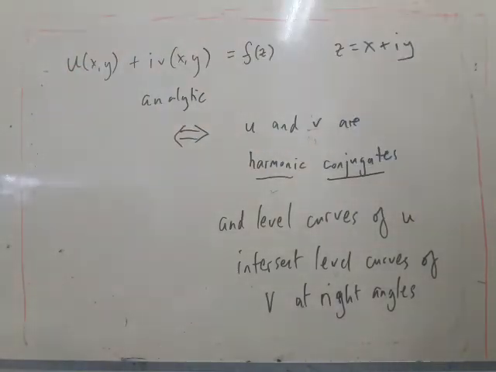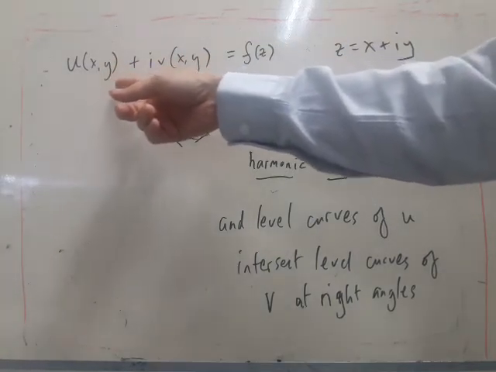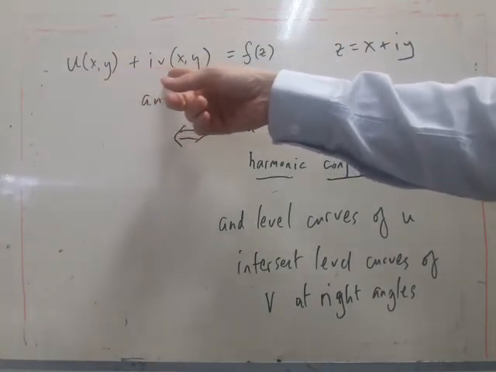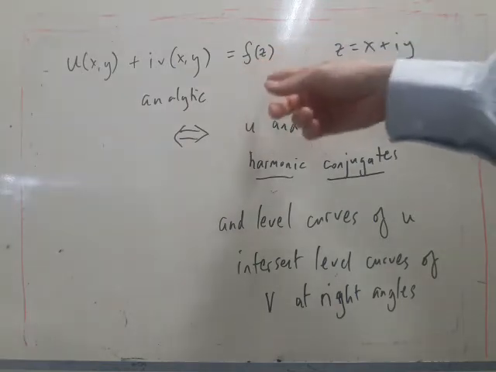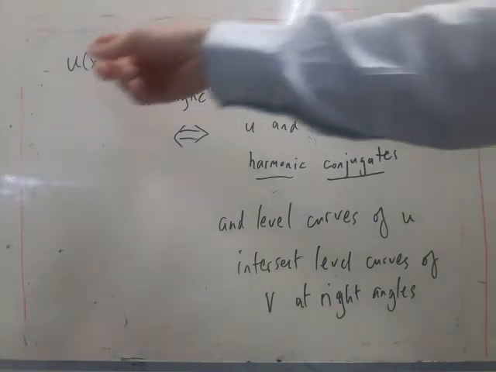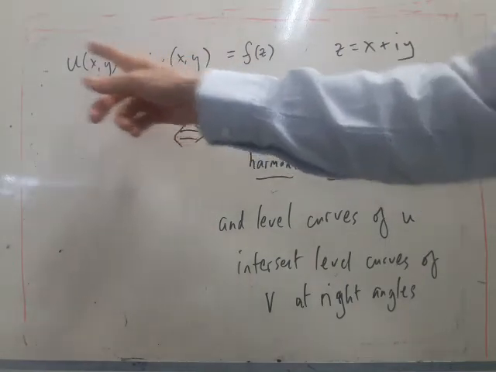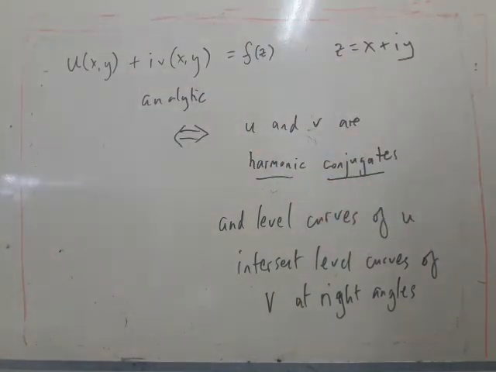If we have a function u of x and y, and we can write down a function u of x and y plus i v of x and y, which is itself an analytic function, then we say that u is the harmonic conjugate of v, or vice versa, v is the harmonic conjugate of u. Or to say it both together, u and v are harmonic conjugates.